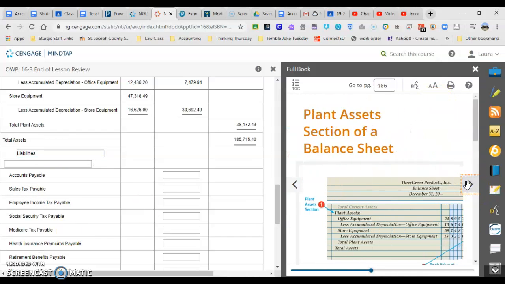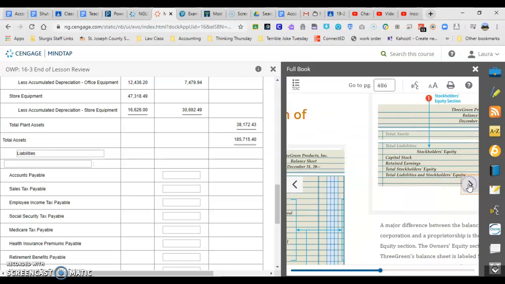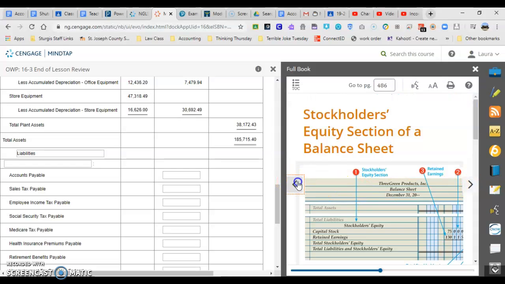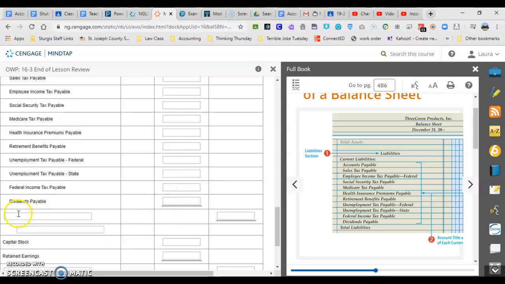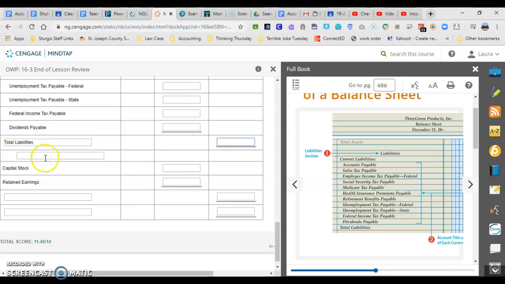Go to the next section here. You have current liabilities and total liabilities. In this case, we don't have any long-term liabilities, so it'll just be current liabilities. And again, you'll list the balances here, and then this would say total liabilities, and you would total all of these. Okay, I'm not going to do that right now.